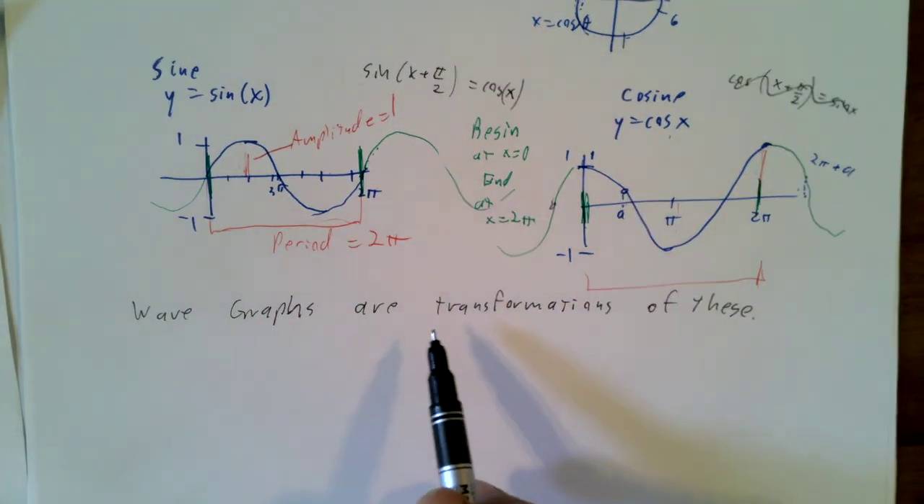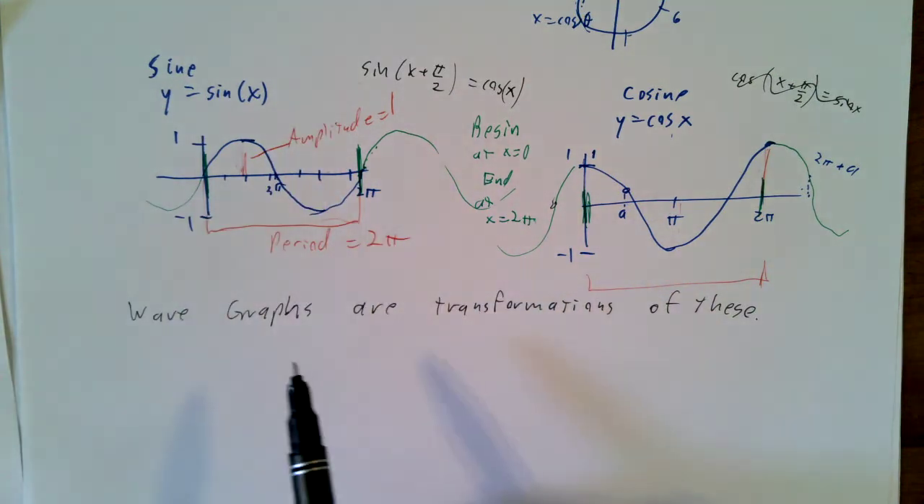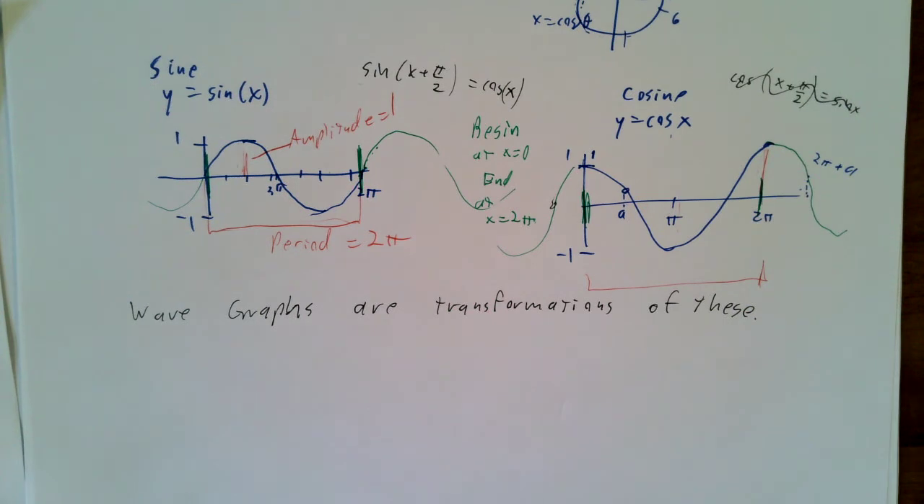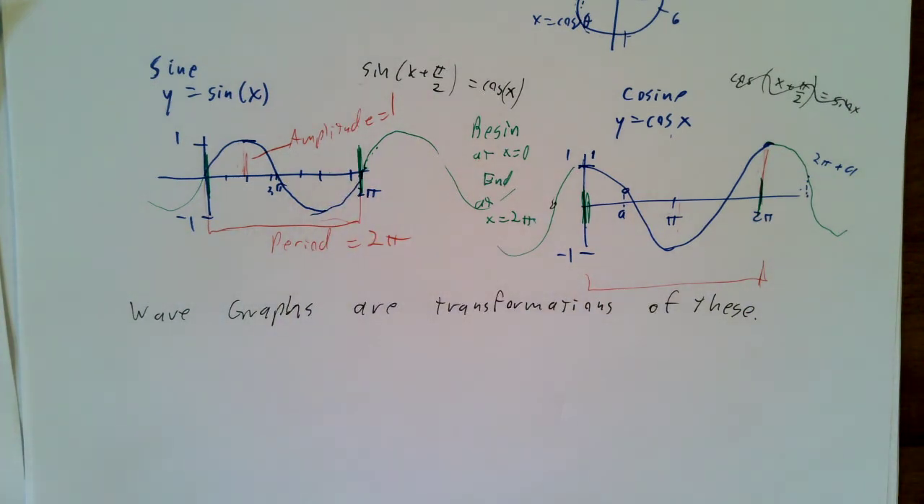Other wave graphs are transformations of these. We want to start with one or the other as the base graph and move it around, and I want to make some notes about what impact that has on the graph and on these basic measurements out here. That's what I want to go through in the second part of this video.